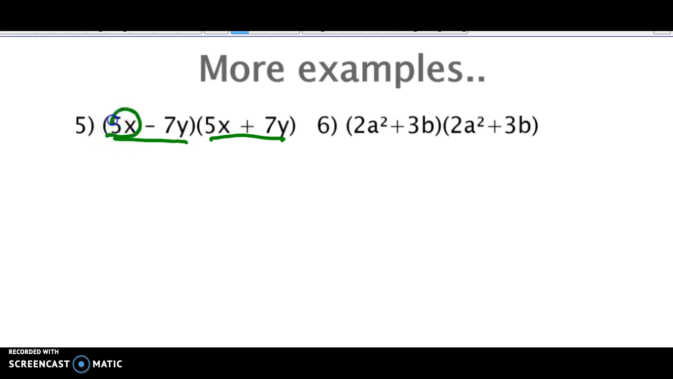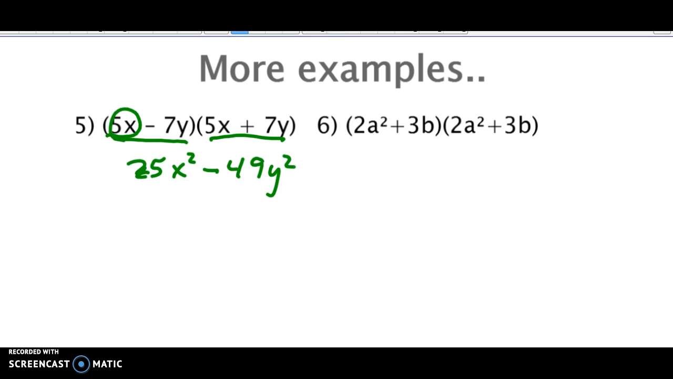So I'm going to take my first term and square it. 5 times 5 is 25. X times x is x squared. And I'm going to subtract from that the square of my last terms. So 7y times 7y gives me 49y squared.